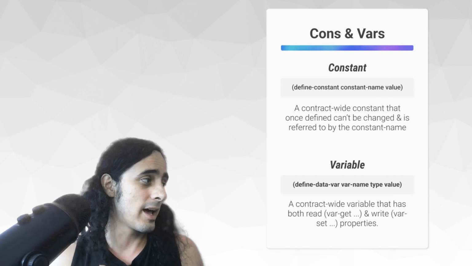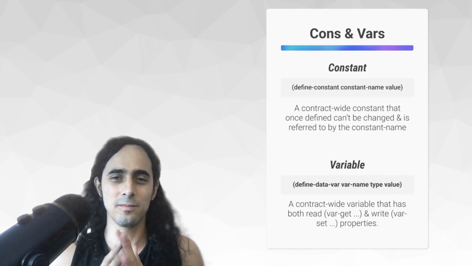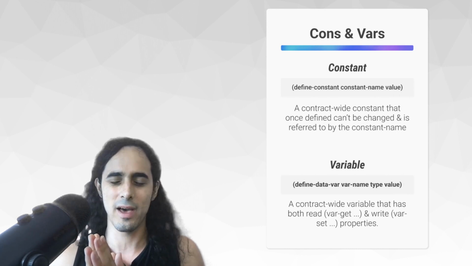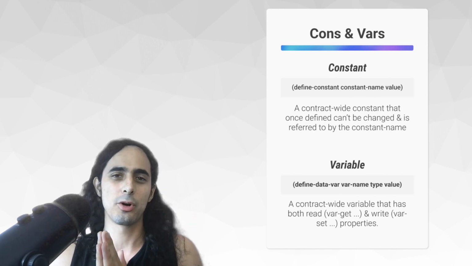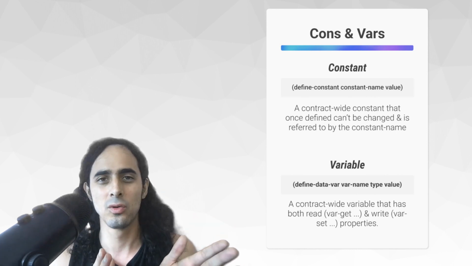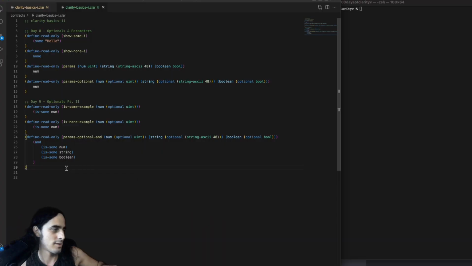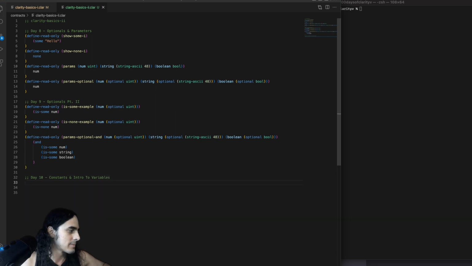So again, not just talking about it, but doing it, let's go ahead and open up our IDE, open up our terminal, Clarity Basics Day 2, and let's jump into it. Enter as usual a comment. Today we're doing day 10, and we are covering constants and intro to variables. Or it should have been intro to variables and constants, but it is what it is. Okay. Again, very, very simple.